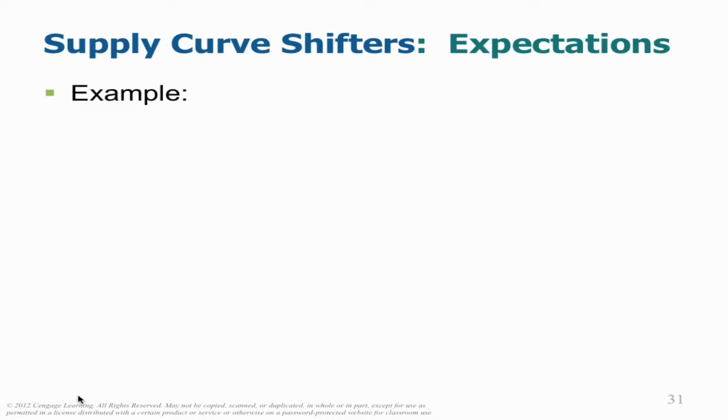Change in producer expectations. This is where you need to be sure you're putting in the word producer, whereas in demand determinants we said change in consumer expectations. So change in producer expectations. The producers can look into the future and decide what's going to happen as well.